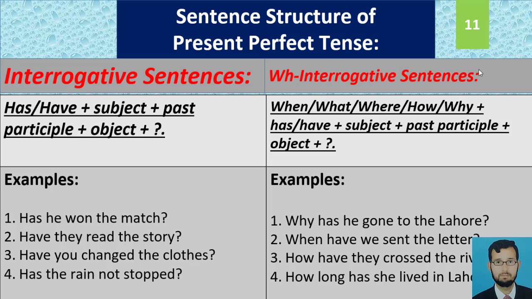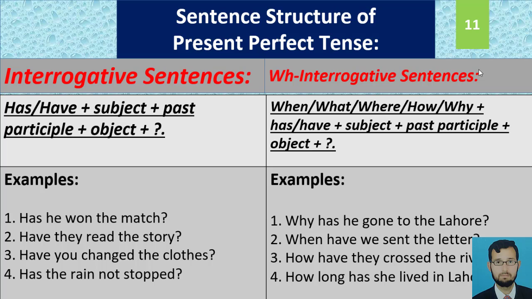Now dear students, we will move towards the interrogative sentences. As you know, interrogative sentences are those sentences which ask questions. Now come to its structure. As we know, interrogative sentences of this tense start with the auxiliary verb has or have. Then the subject comes, then the past participle, then the object, and we put a question mark at the end of the sentence.